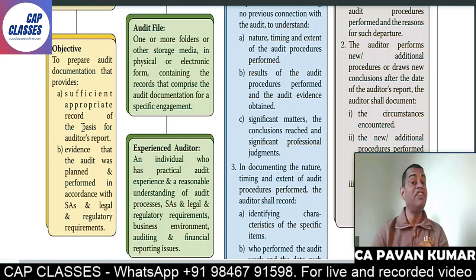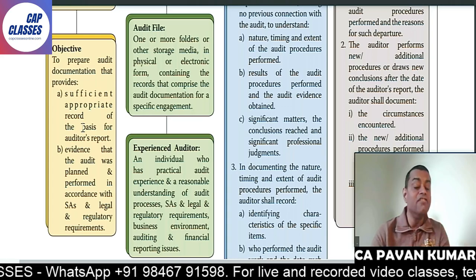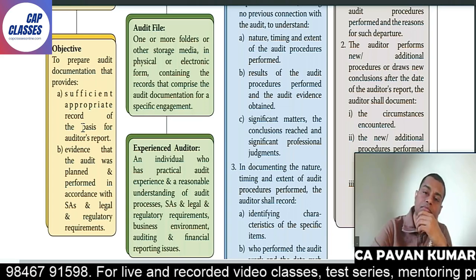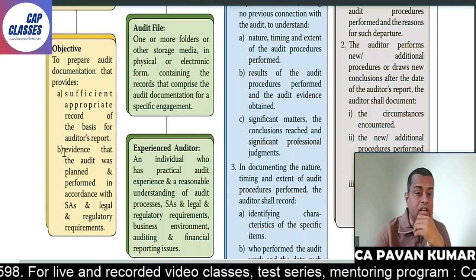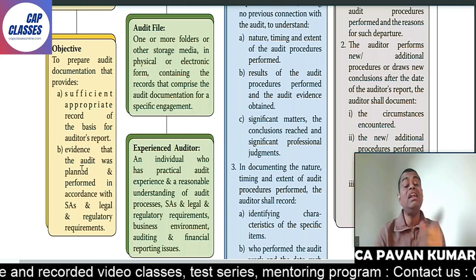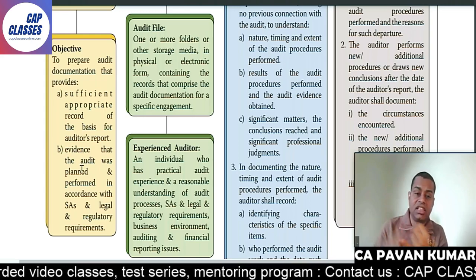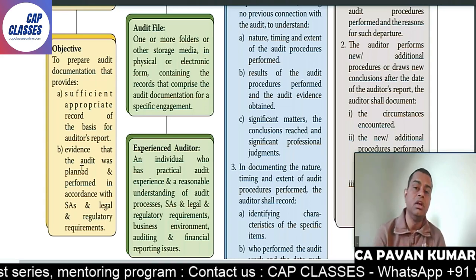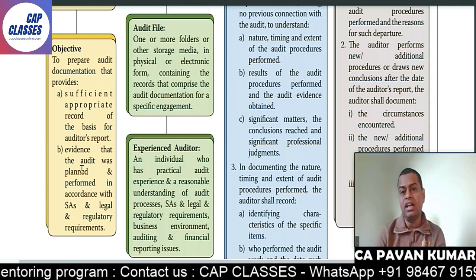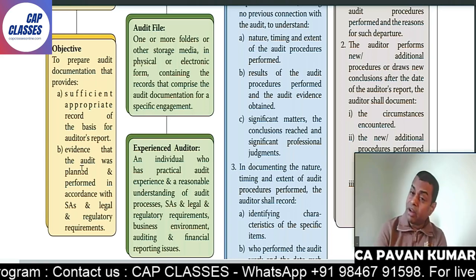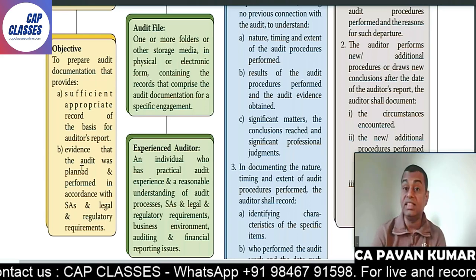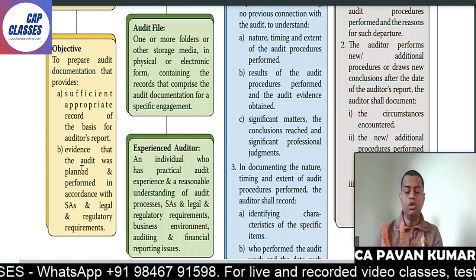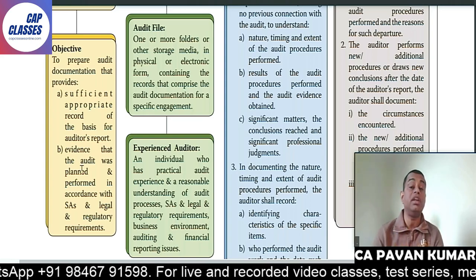Or lack of evidence is also the basis. Evidence, you can give clean report. Lack of evidence, either you can go with adverse report or qualified report. Then B, evidence that the audit was planned and performed in accordance with standards on auditing, in accordance with legal requirements, in accordance with regulatory requirements. What is legal requirement? Companies Act, Banking Regulation Act. What is regulatory requirement? SEBI, RBI, ICAI, IRDA. So whether audit is done according to these standards, whether audit is planned and performed, yes, that is the objective.